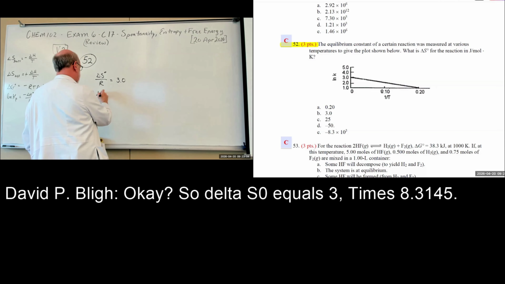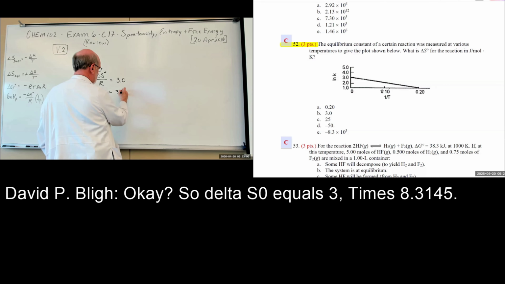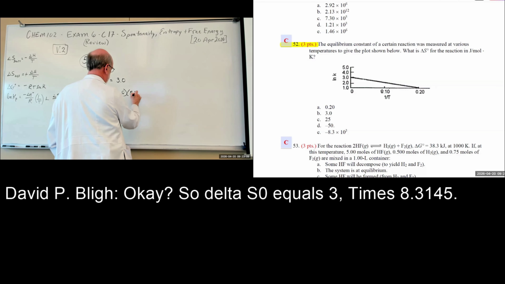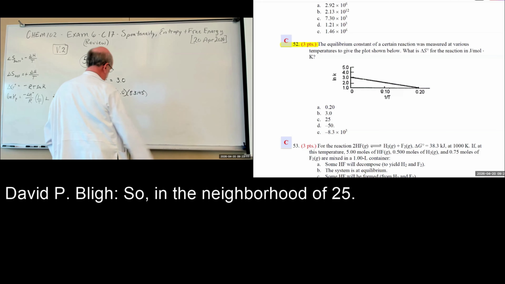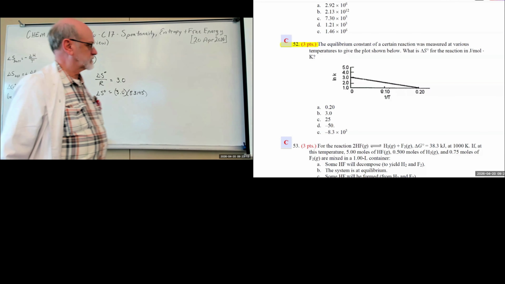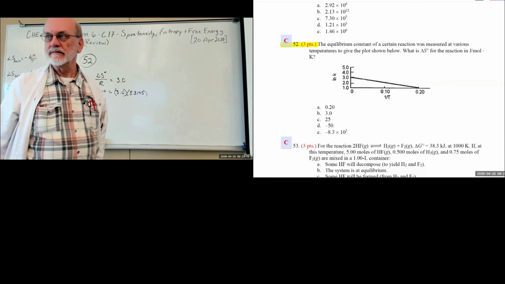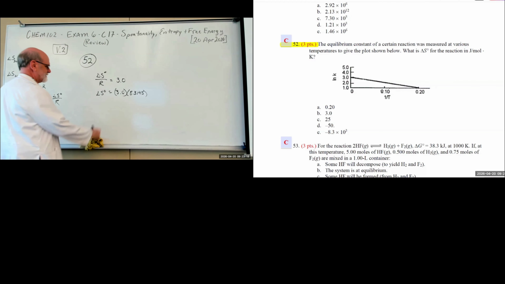Okay, so delta S 0 equals 3 times 8.3145. So in the neighborhood of 25 C. Okay.